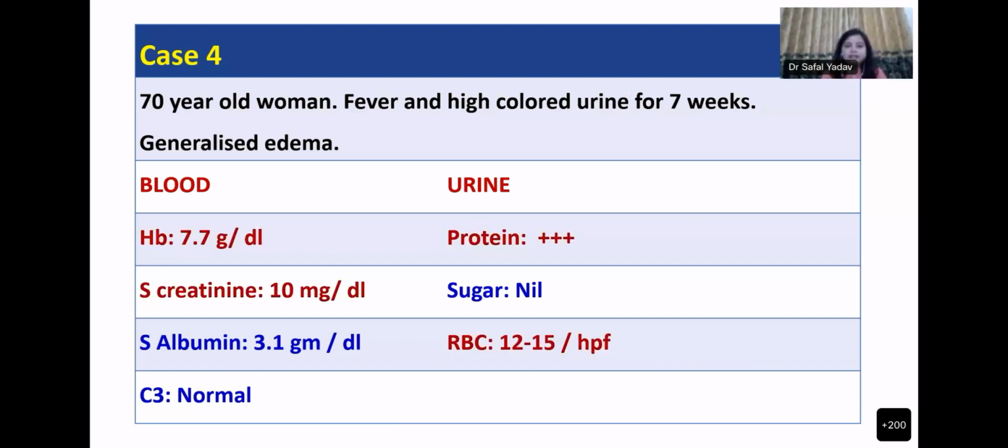So these are the abnormal ones. These are the abnormalities that you find. So what is it that should worry you the most? Rising serum creatinine. Exactly. Serum creatinine is high. So this is a nephritic renal failure. Renal failure is the problem here.